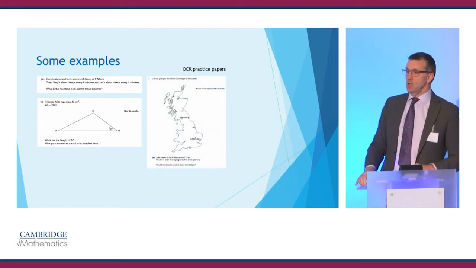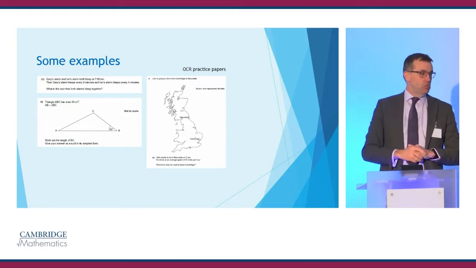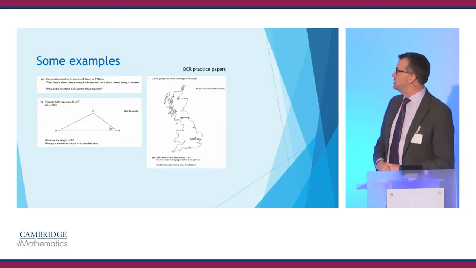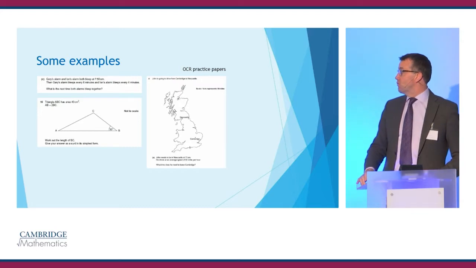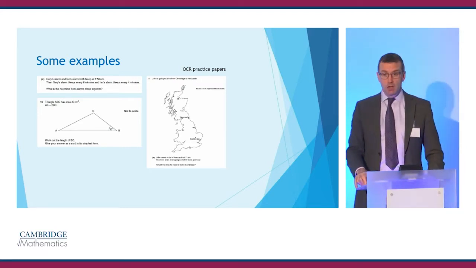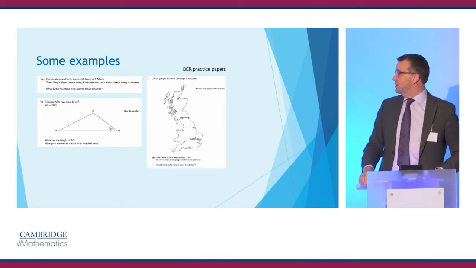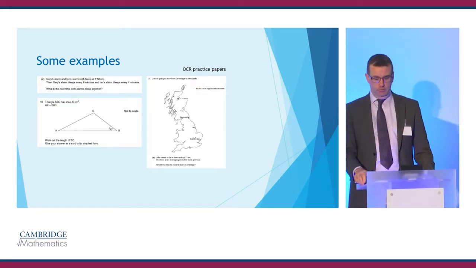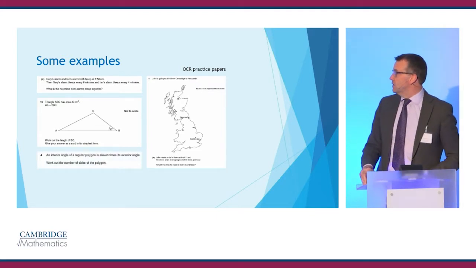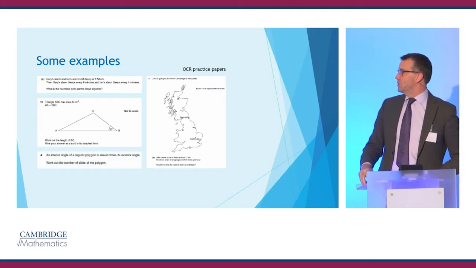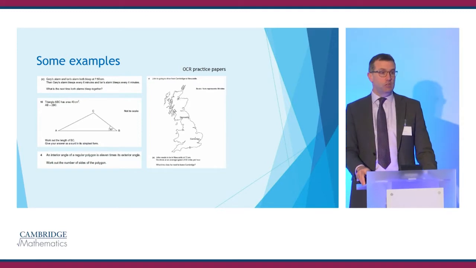This question here is on the overlap between the foundation and higher paper, so all the students would be doing this. John's going from Cambridge to Newcastle. He needs to be in Newcastle at 11. He drives at an average speed of 60 miles an hour. What time does he need to leave Cambridge? And finally, an interior angle of a regular polygon is 11 times its exterior angle. Work out the number of sides of the polygon.